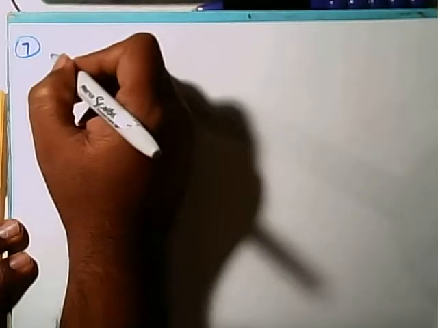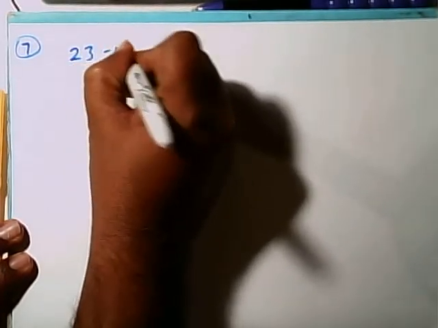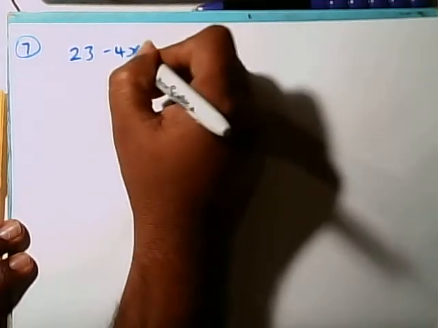Okay, so now we're on to question 7. Question 7: 23 take away 4x is equal to 3.